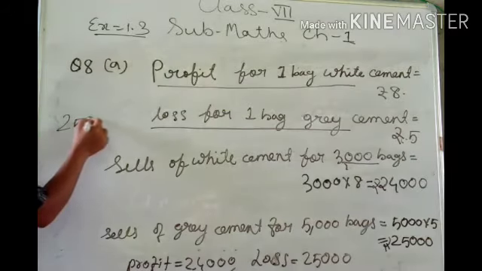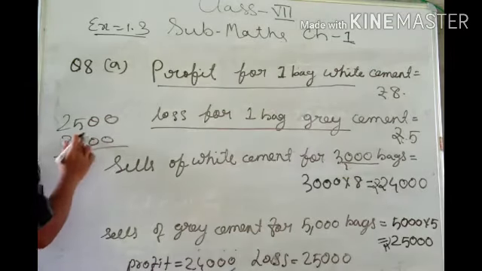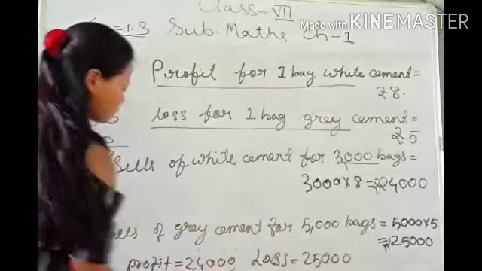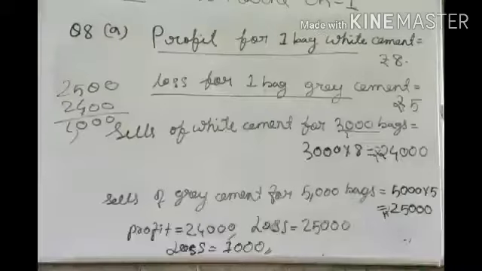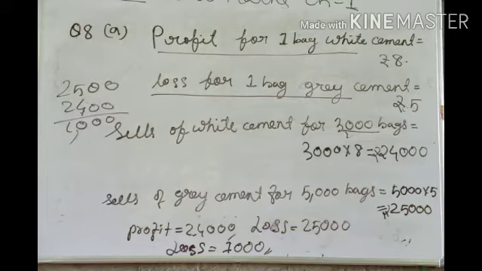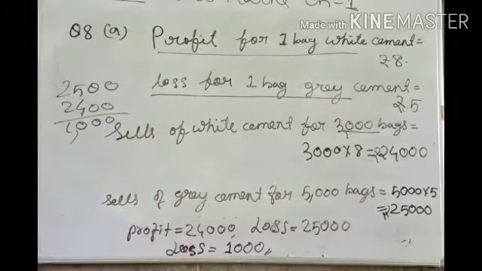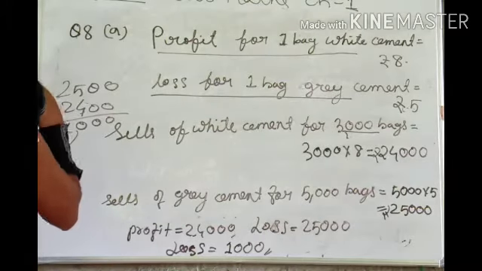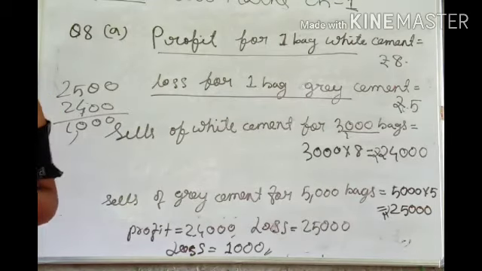So 25,000 minus 24,000, you will get 1,000. So they made a loss of 1,000. So for the next question, I will keep that one as homework. If you want me to solve that question again, please comment on my video. I will solve that question again.